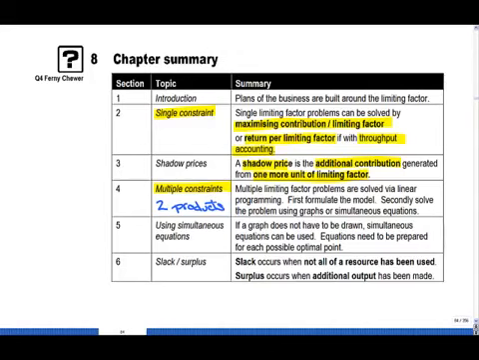Remember not to do both at the same time. If you have to do that, you need to do them individually. Other things you might be asked to calculate are your slack and your surplus. Remember, slack is when you've got some resource left over at the end. Surplus is when you've made more output than that minimum requirement.